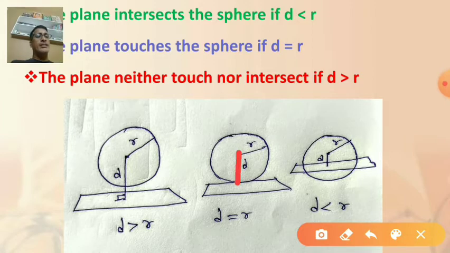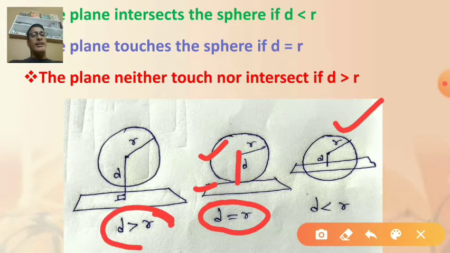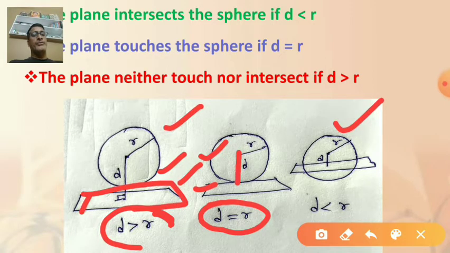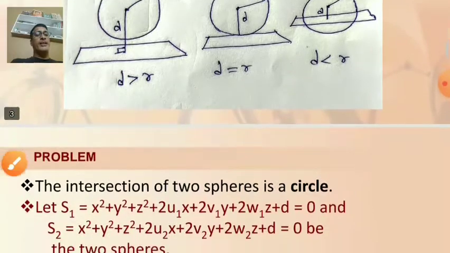So whenever d less than r, this plane completely intersects the sphere. Whenever d is equal to r, this plane is the tangent plane to the sphere. Whenever d greater than r, this plane neither touches nor intersects the sphere, just goes far from the sphere. These are the three cases when we are given a sphere and a plane.